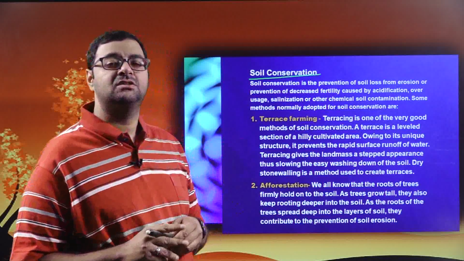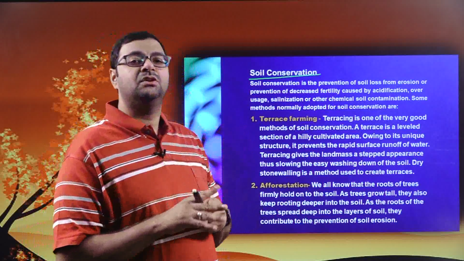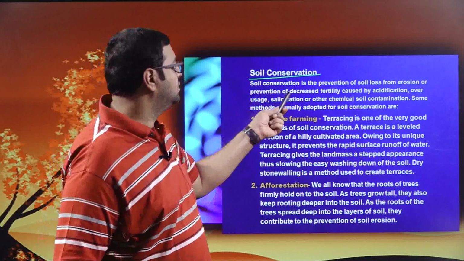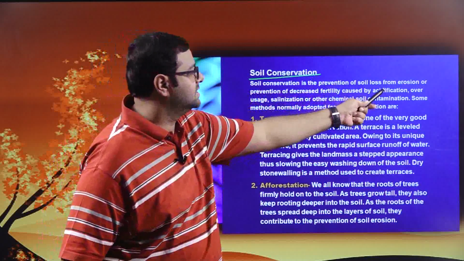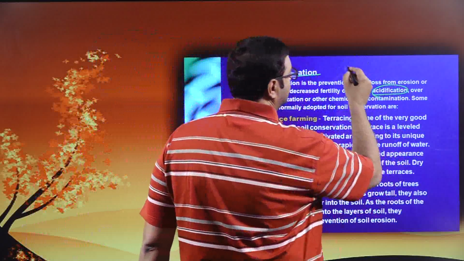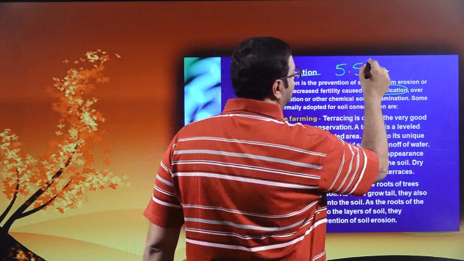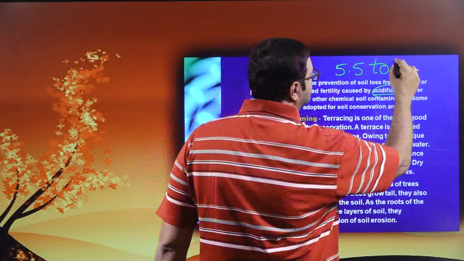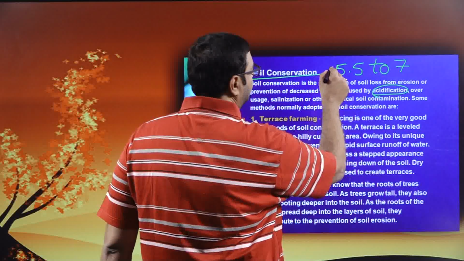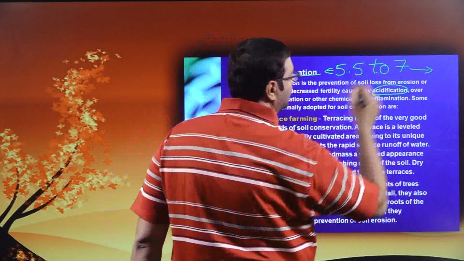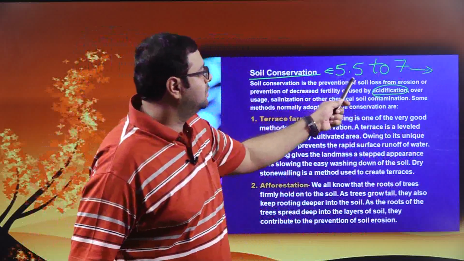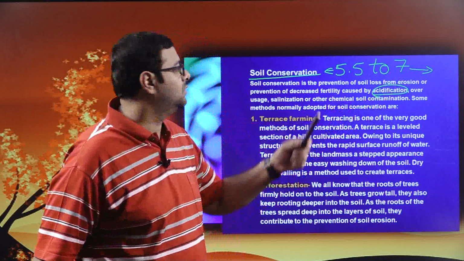Basically, soil conservation refers to the prevention of loss of the topsoil by soil erosion, or prevention of decreased fertility caused by acidification. I told you that if various chemicals are put, then the topsoil gets acidified. I have already told you that the pH of the soil is 5.5 to 7. So acidification means less than 5.5, and basicity means the other way.